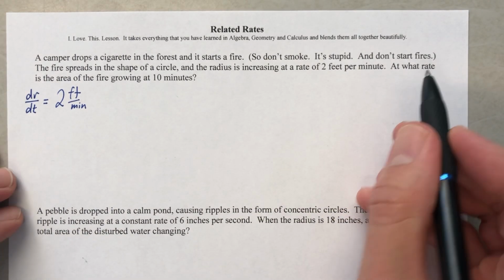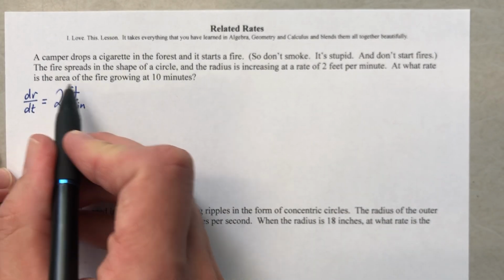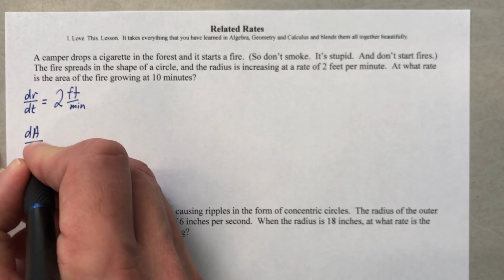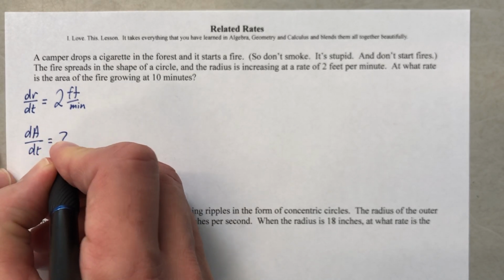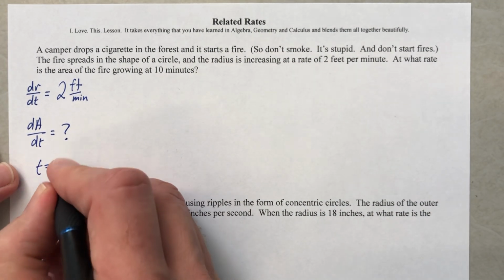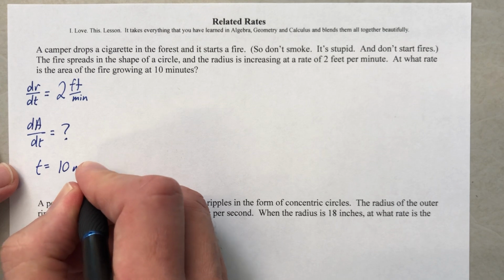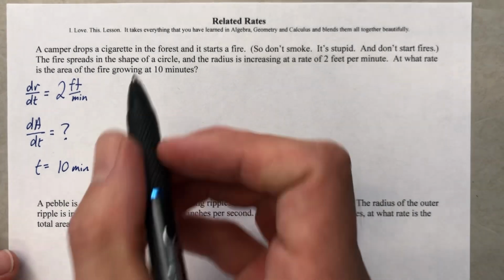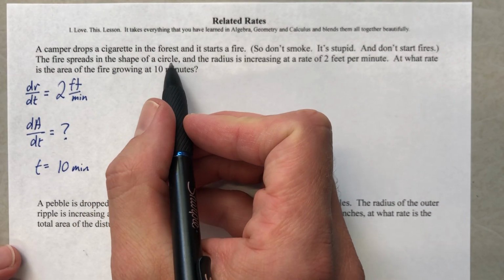At what rate is the area of the fire growing? Okay, so they are asking for the rate of change of the area with respect to time at 10 minutes. Okay, so we know that we're dealing with 10 minutes. We have just listed everything that we know with one exception, and the exception is the fact that we know that this is a circle. So we're dealing with a circle.